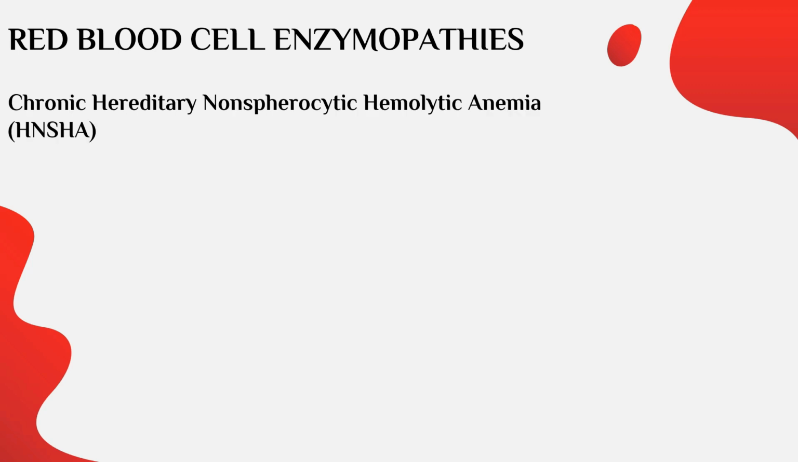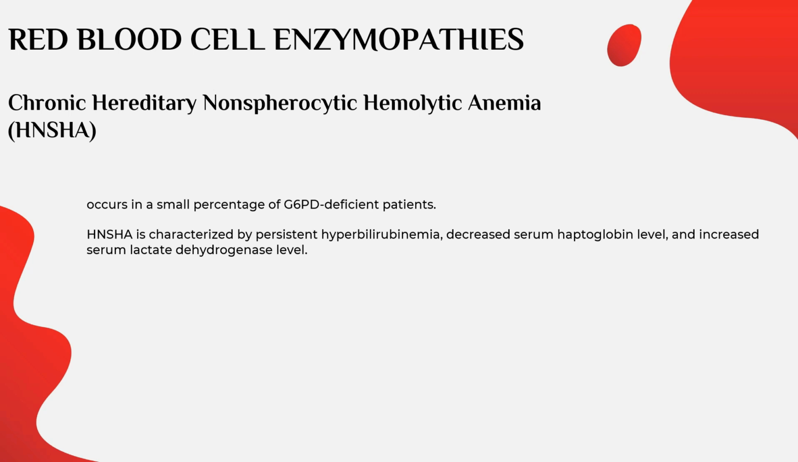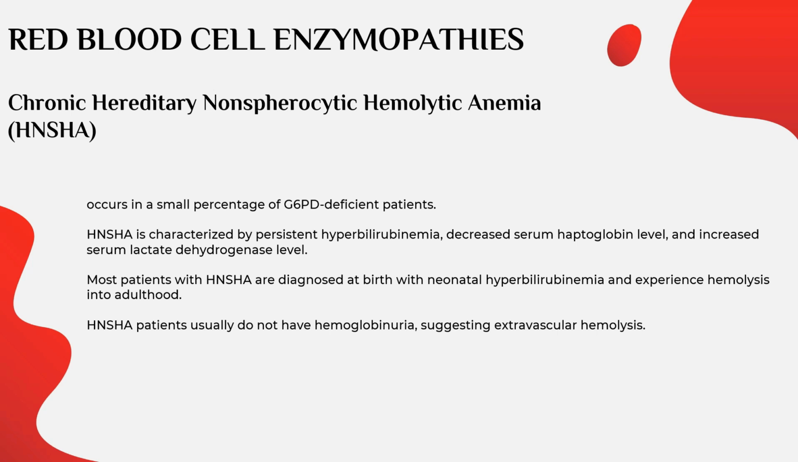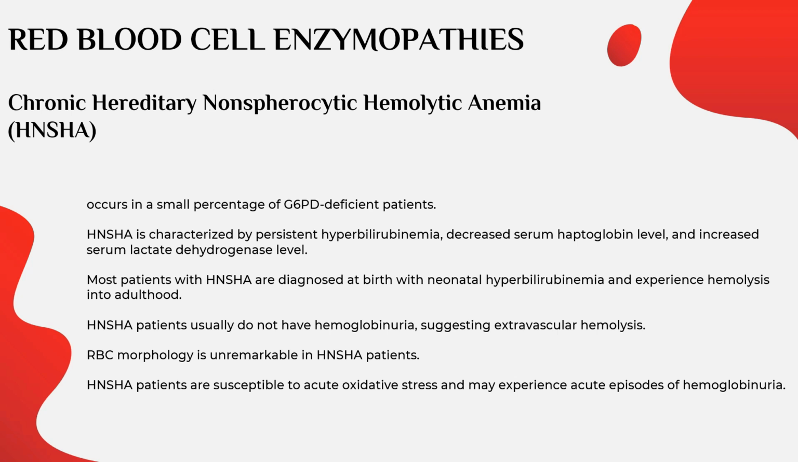Chronic hereditary nonspherocytic hemolytic anemia, HNSHA, occurs in a small percentage of G6PD deficient patients. HNSHA is characterized by persistent hyperbilirubinemia, decreased serum haptoglobin level, and increased serum lactate dehydrogenase level. Most patients with HNSHA are diagnosed at birth with neonatal hyperbilirubinemia and experience hemolysis into adulthood. HNSHA patients usually do not have hemoglobinuria, suggesting extravascular hemolysis. RBC morphology is unremarkable in HNSHA patients. HNSHA patients are susceptible to acute oxidative stress and may experience acute episodes of hemoglobinuria. The severity of HNSHA is variable and likely related to the specific mutation in the G6PD gene.